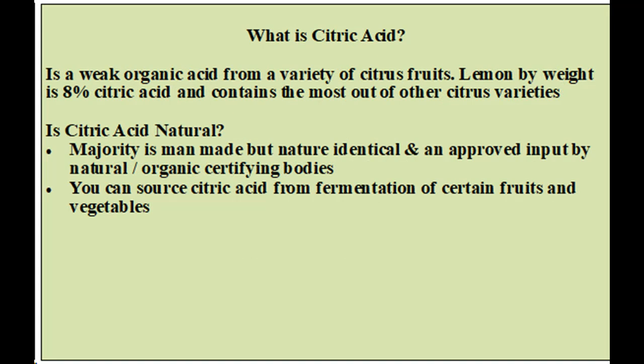So what is citric acid? Citric acid is an organic material. It's found usually in a variety of citrus fruits like lemons, limes, oranges and tangerines. But lemon has the highest concentration of citric acid, and by weight it consists of 8%.